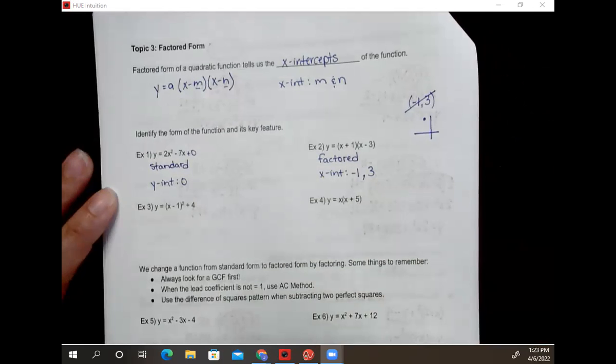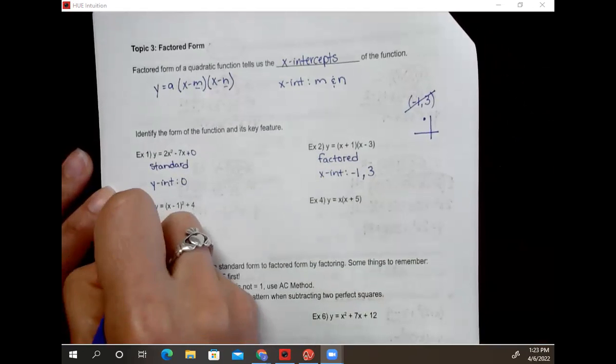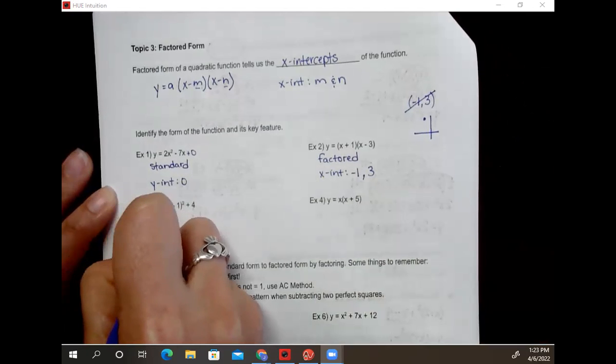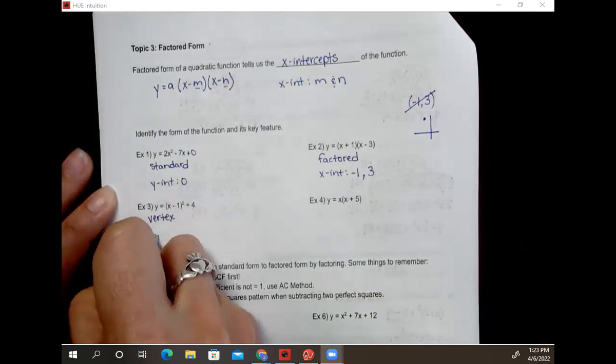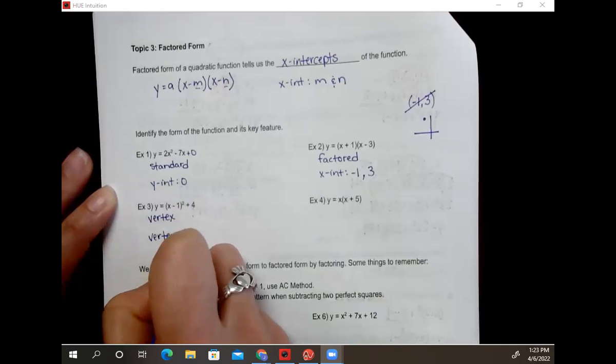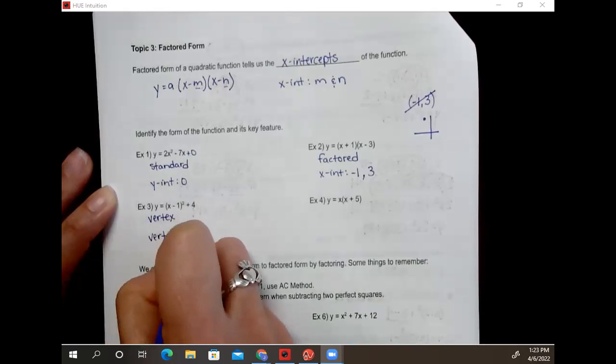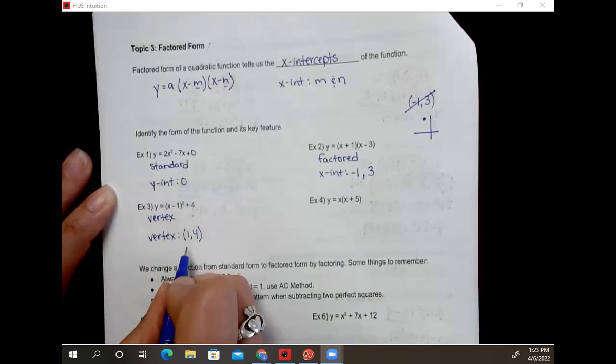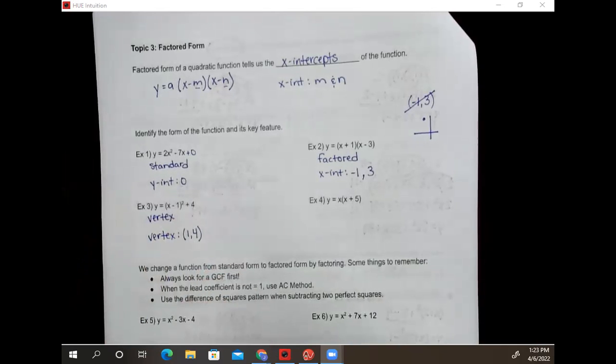Example 3, what format is that function in? That's vertex form. What does vertex form tell me? Yeah, that one's really tricky, right? Vertex form tells me the vertex. What is our vertex here? (1, 4). Now here, I am naming a point on the graph. I'm creating an ordered pair, so I do want parentheses around the vertex. And then finally, example 4.